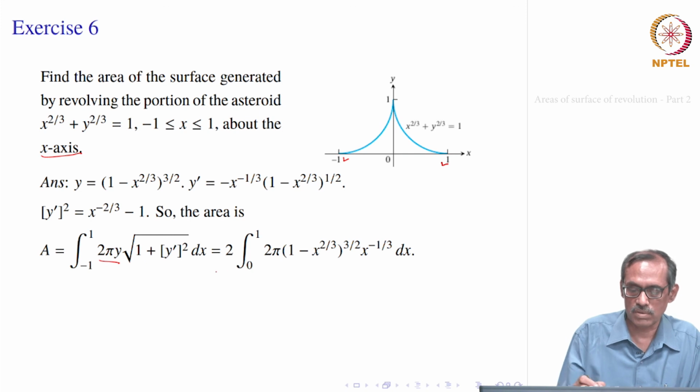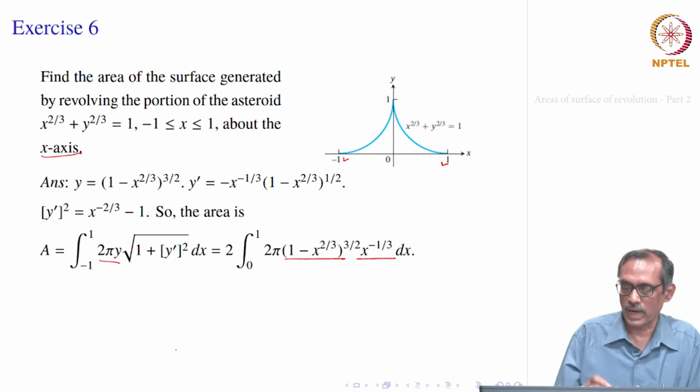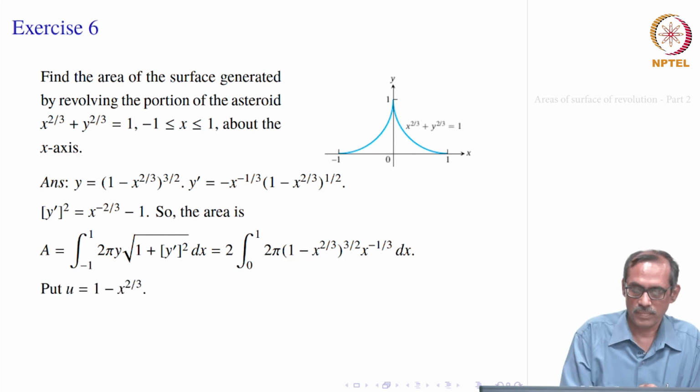So, you just substitute all those things we have got earlier. Y prime square plus 1 is x to the power minus 2 by 3. So, that gives square root, x to the power minus 1 by 3, and y is this one, 1 minus x to the power 2 by 3, to the power 3 by 2. So, you get 2 pi into this, and it is to be integrated now.